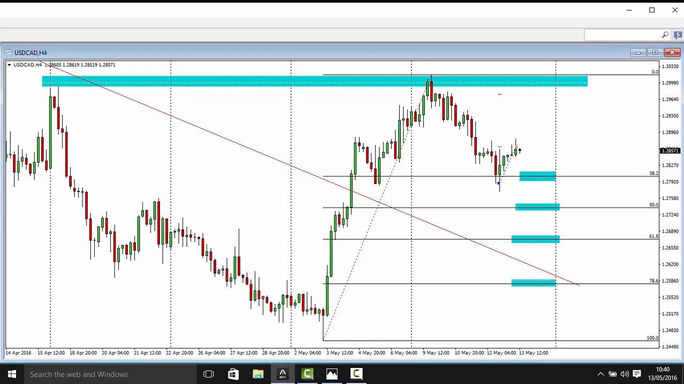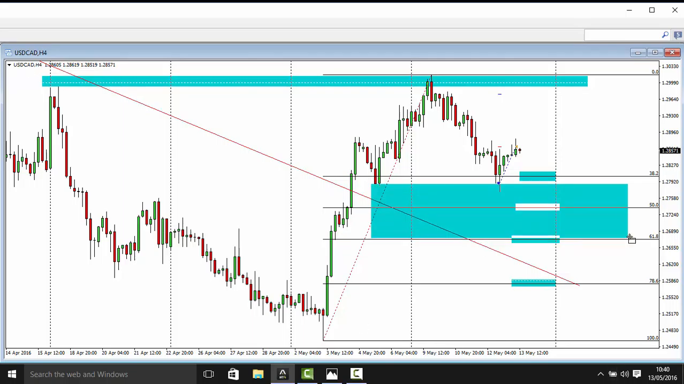Where's going to be the next stops? Well, anyone who's bought this is then going to put their stops down below this level here, the previous swing, which is what we were looking at, is what we wanted, and is what we took.